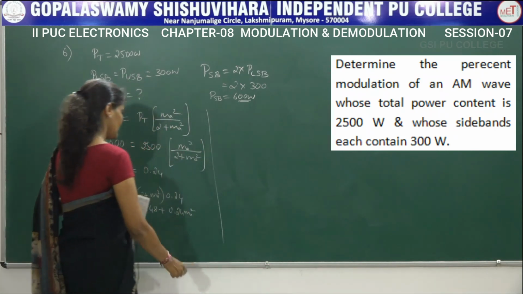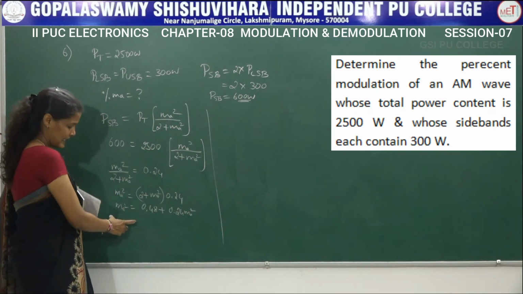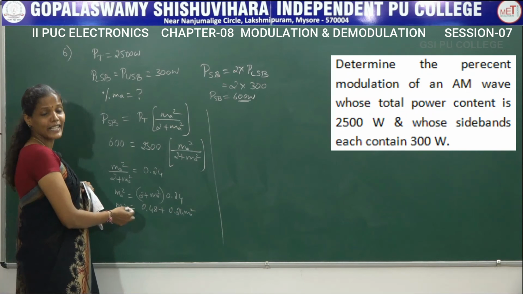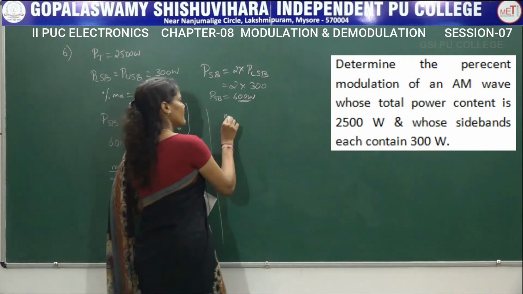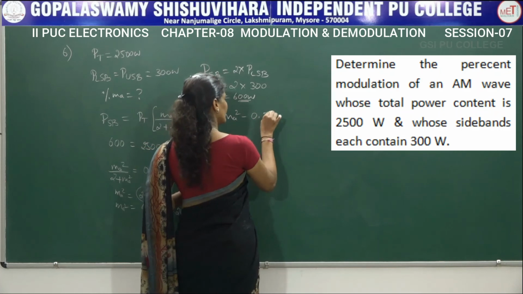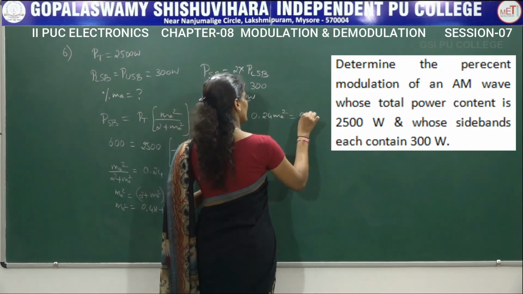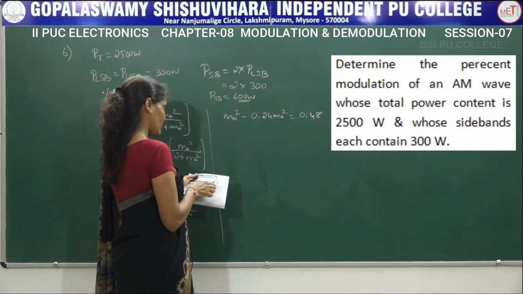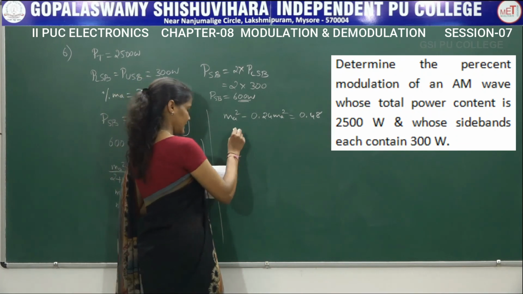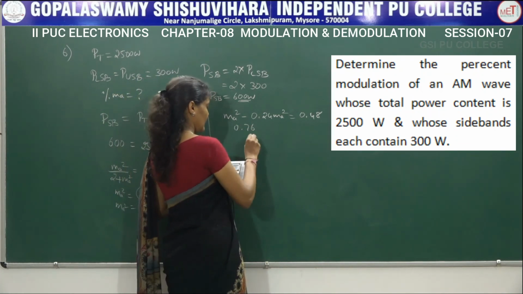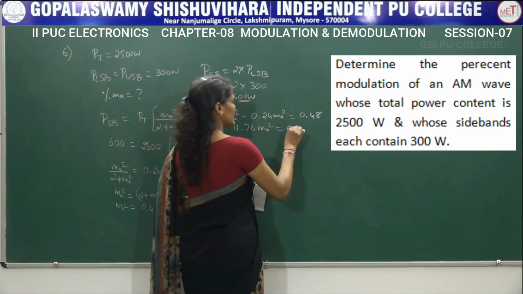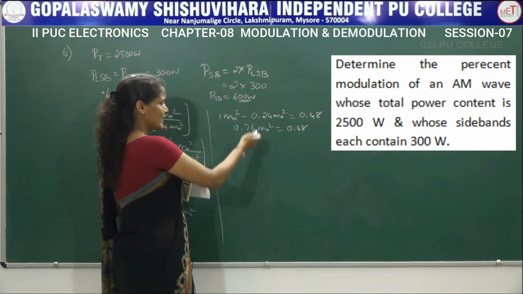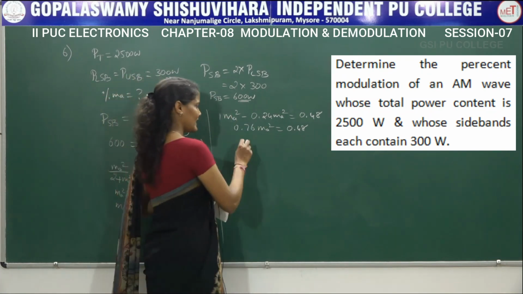Now this one will be taken to the left hand side, but here I am having a positive symbol. When it goes to the left hand side, the sign will change, that is minus. MA square minus 0.24 MA square gives me 0.48. So 1 minus 0.24 gives me 0.76 MA square, which is equal to 0.48. With MA square I am having this 1, so 1 minus 0.24 gives me 0.76.